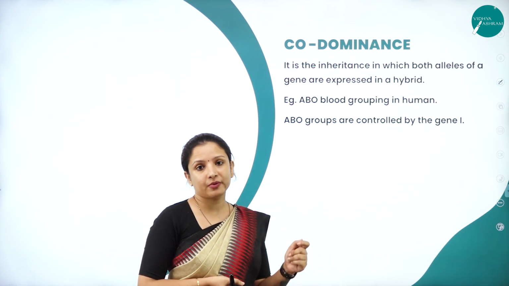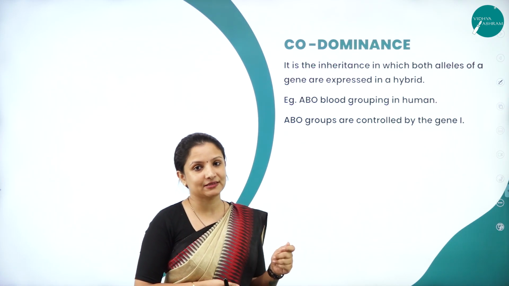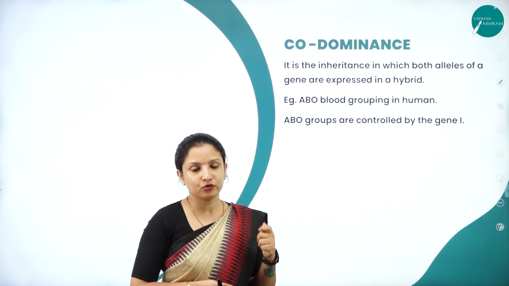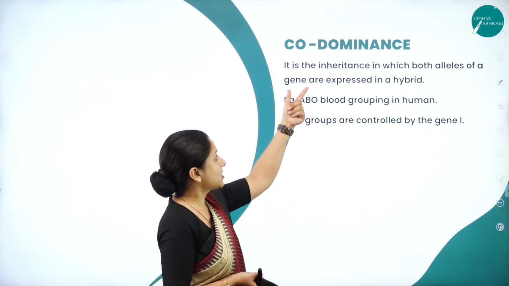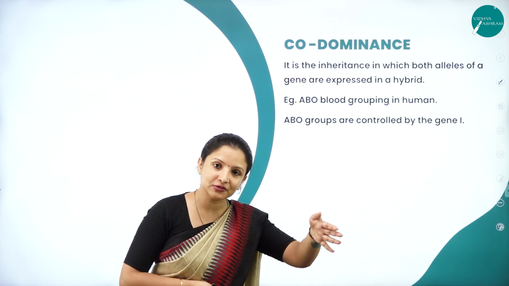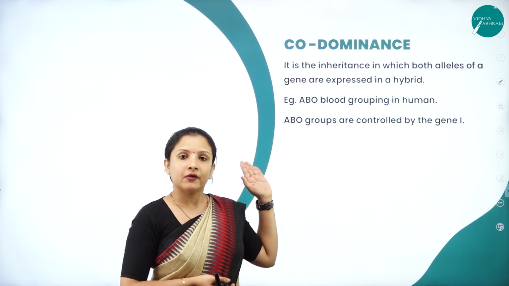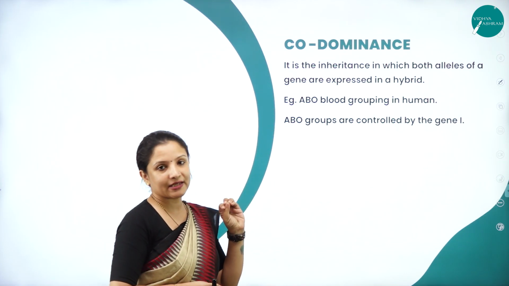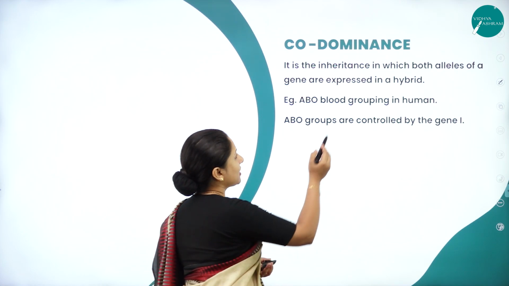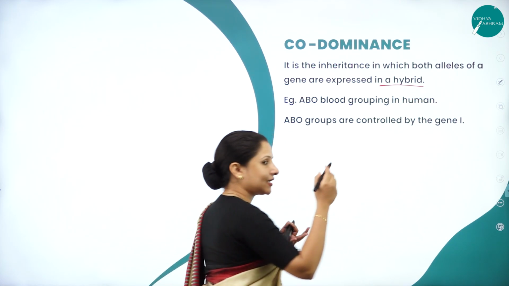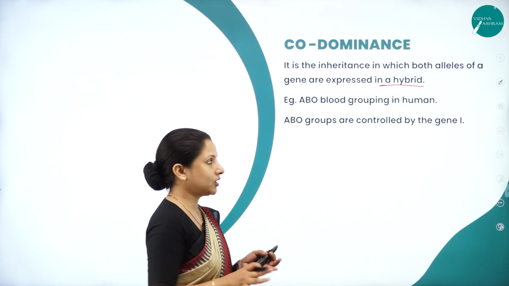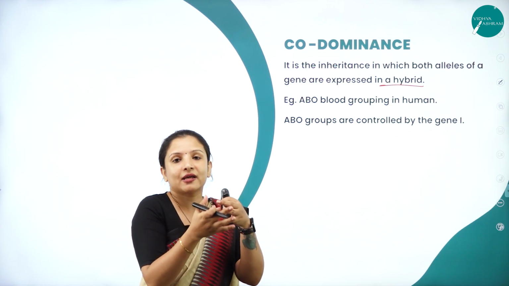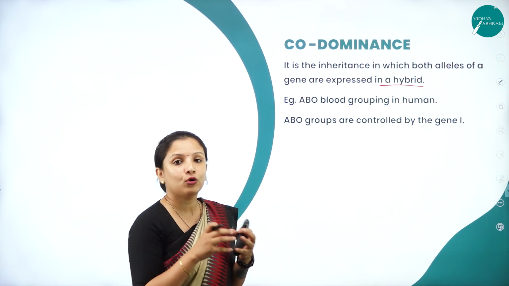For this, ABO blood group in human is one of the very best examples we can take. In that too, the people having AB blood group will actually have this codominance, because their A is also expressed, B is also expressed. While calculating, I'll show you about that. So what is codominance? It is the inheritance in which both the alleles of a gene are expressed in a hybrid, meaning both are expressed and both are equally important there. It is not that one is dominant and the other is recessive. Both are dominating and they are existing together. That's called codominance.